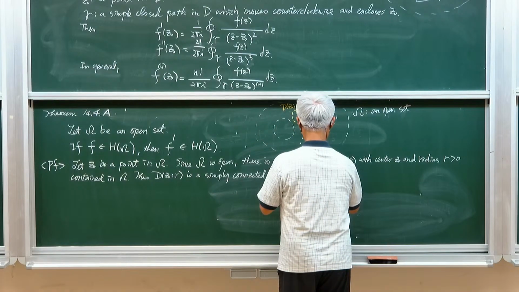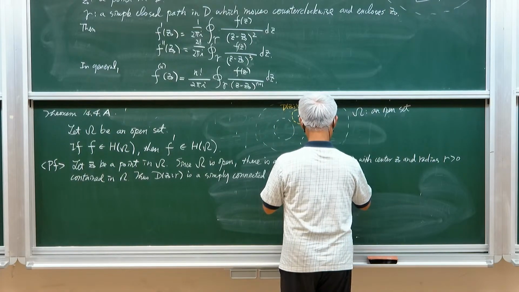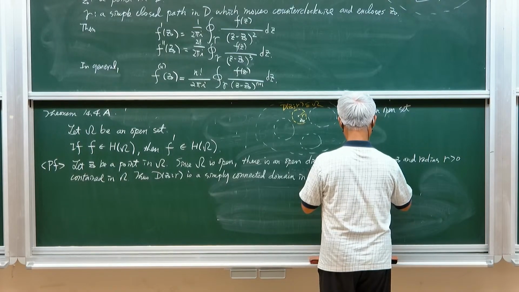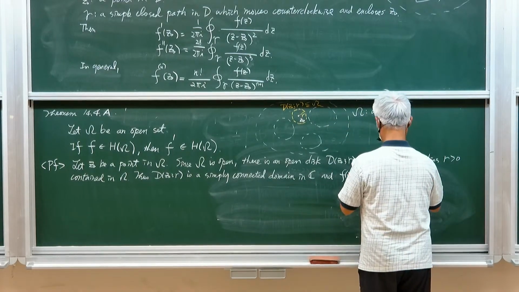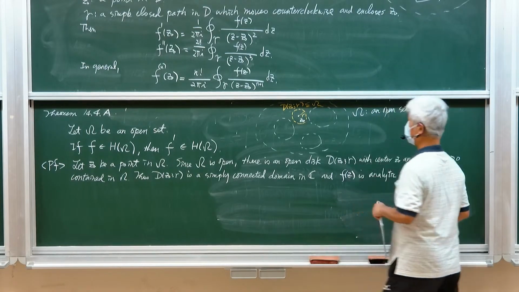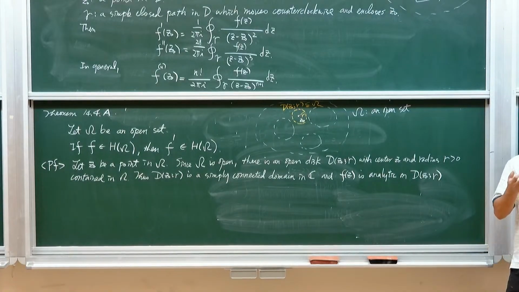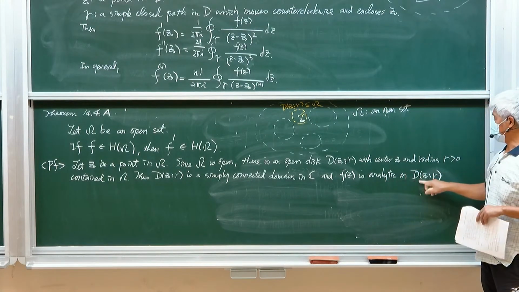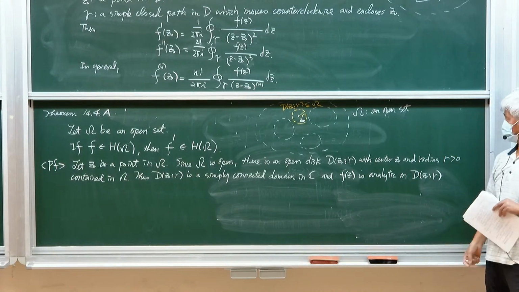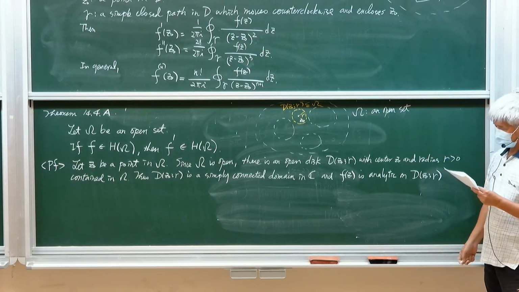And we know that f(z) is analytic on D. Okay, because f is analytic on omega, so of course f is analytic on this small set, right? This open disk.